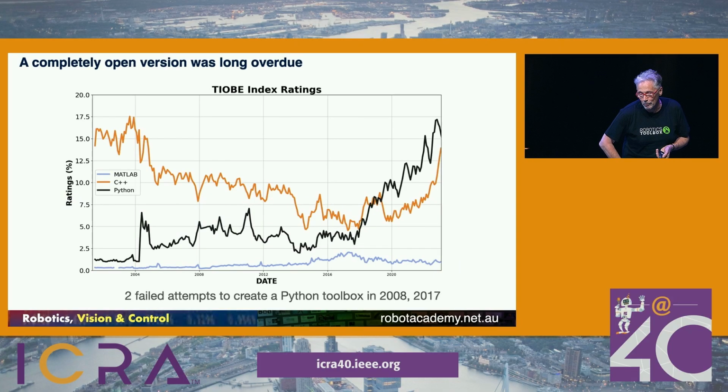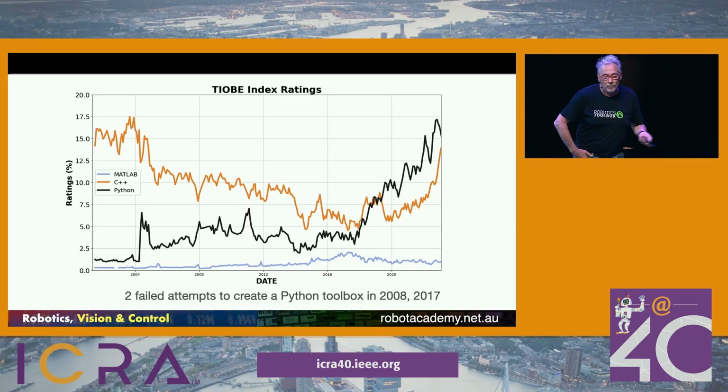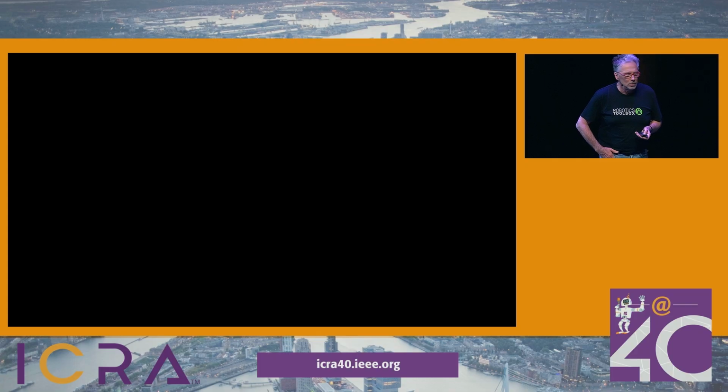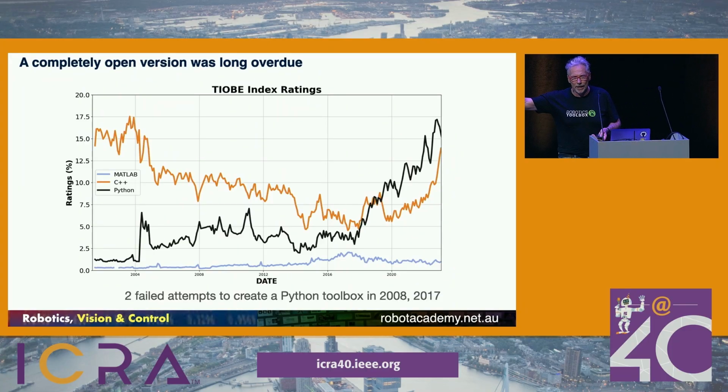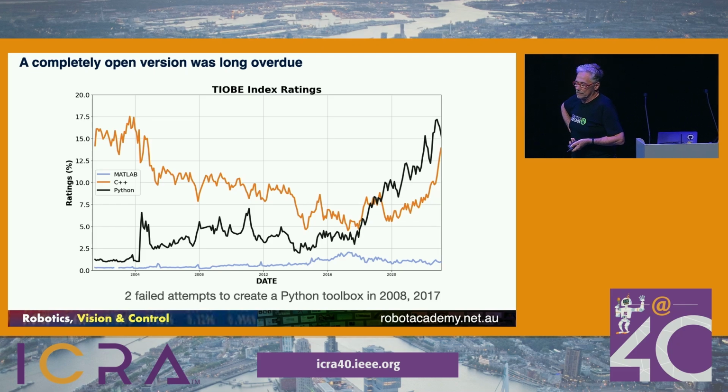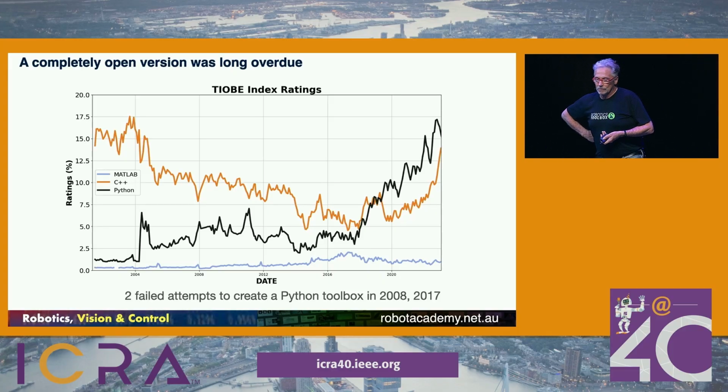This is what I'll finish up with. So it was clear that a completely open version of the toolboxes was going to be a good thing. And you can see here the popularity. MATLAB's the line bumping along the bottom. The black line is Python, and the orange line is C++. So over the last decade, Python has been rising and rising. MATLAB is rising a little bit, but not at the rate of the other two.